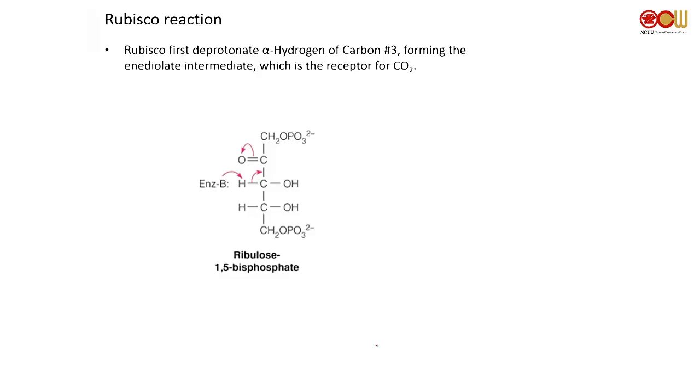All right, the Rubisco reaction. We're going to talk a little bit about the mechanism of the Rubisco reaction. Again, this is RuBP. One of the first things that has to happen is a deprotonation of the alpha hydrogen, the hydrogen on the alpha carbon, at carbon 3. I'm not talking about this one, which is also an alpha carbon; maybe you can call that alpha prime. I'm obviously talking about this alpha carbon, carbon number 3. So you will form this enediolate intermediate.